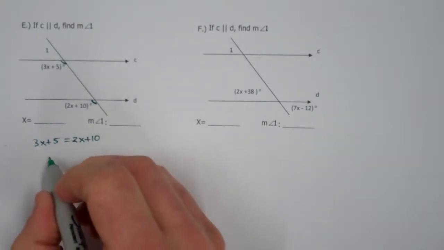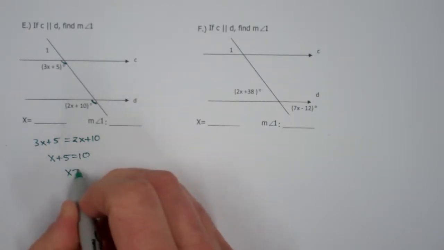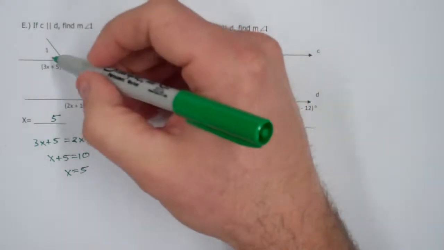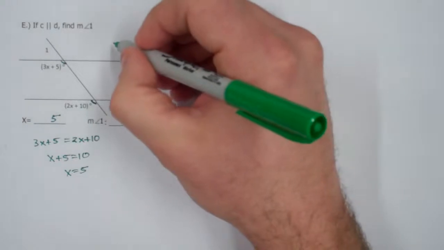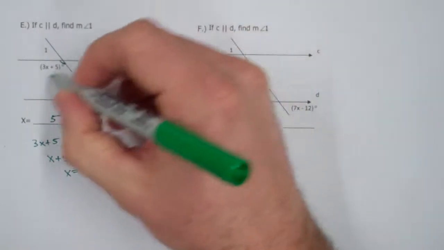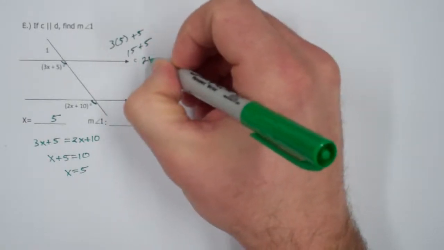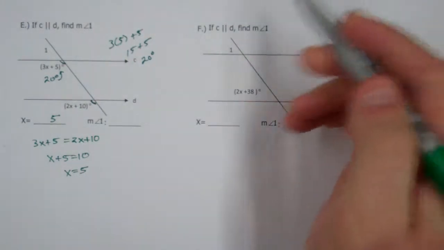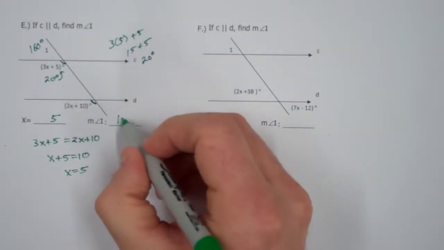We can subtract 2x from each side, so x plus 5 will be 10. Subtract 5 from each side, and x will be 5. To find the measure of angle 1, we'll need to find the measure of this angle, and we know that those two are supplementary. So we'll take 3 times 5 plus 5, which is 15 plus 5, or 20 degrees. So if the measure of this angle is 20 degrees, the measure of angle 1 must be 160.